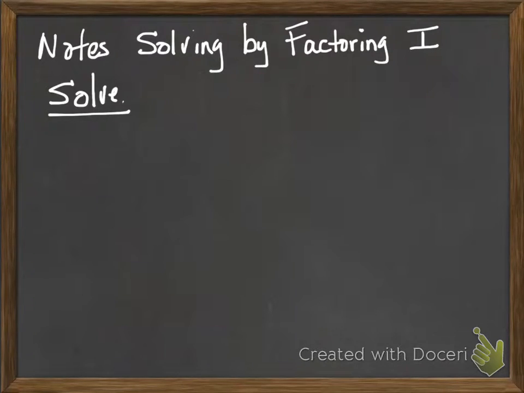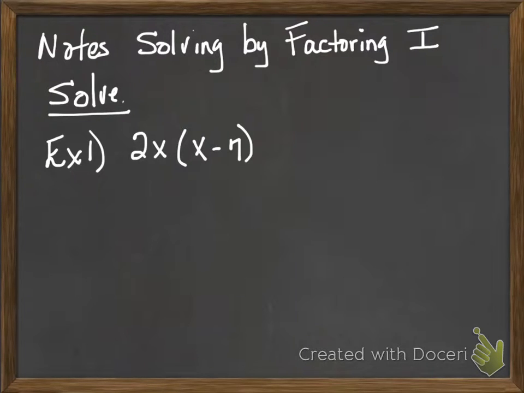In example 1, our problem is already factored for us. Sometimes we'll have to factor. Sometimes the problem will already be factored for us. So I know the problem is factored because I have 2x on the outside and x minus 7 on the inside. Looks like they went ahead and factored out the greatest common factor.